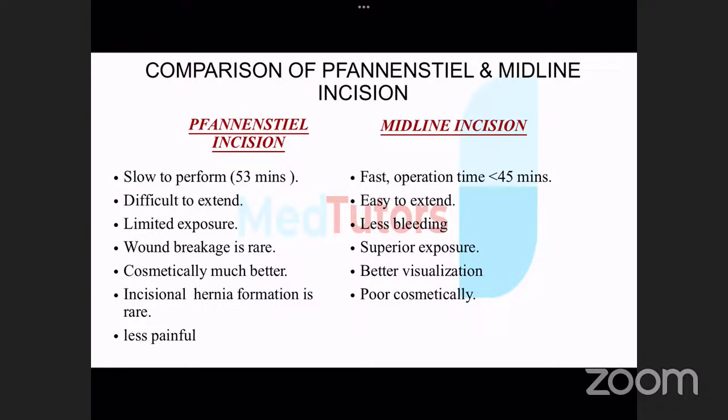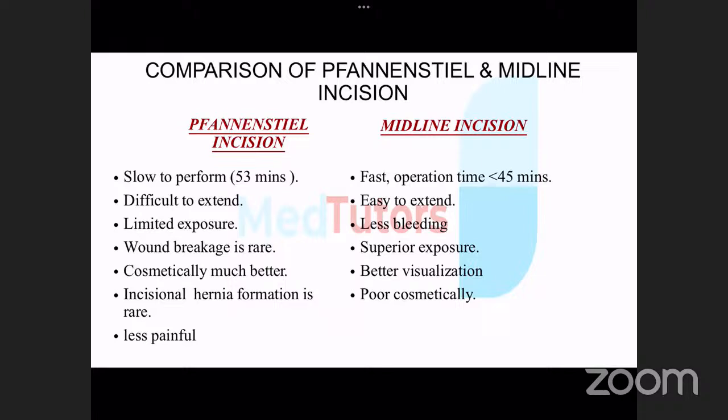But the good thing about it is that, because the place is along a vascular area, wound breakdown is rare. Of course it is cosmetically more appealing for women, incisional hernias are very rare, and it is less painful.